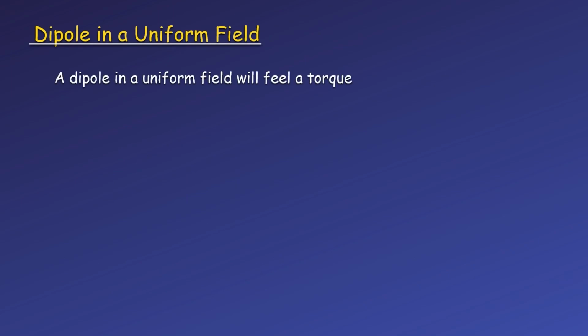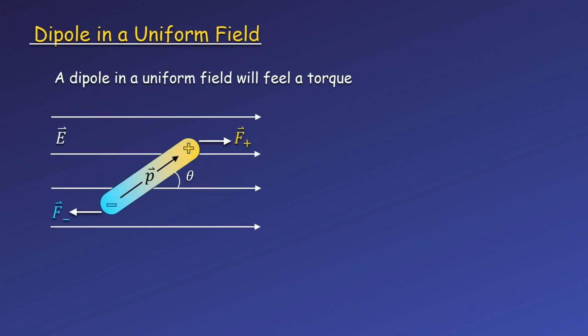Now let's look at an electric dipole placed in a uniform electric field. Assuming the dipole begins in some arbitrary orientation relative to the field, so it's just pointing at some angle, and it is not aligned with the field, each pole of charge will feel a force. And since the poles have opposite but equal charge, they will feel an equal force in opposite directions. These forces will cancel, so the net force on the dipole is zero.